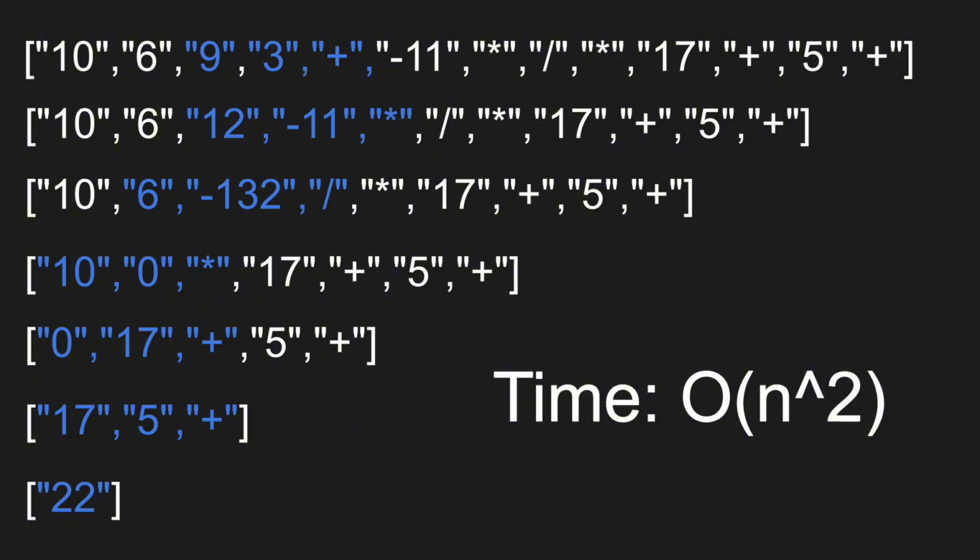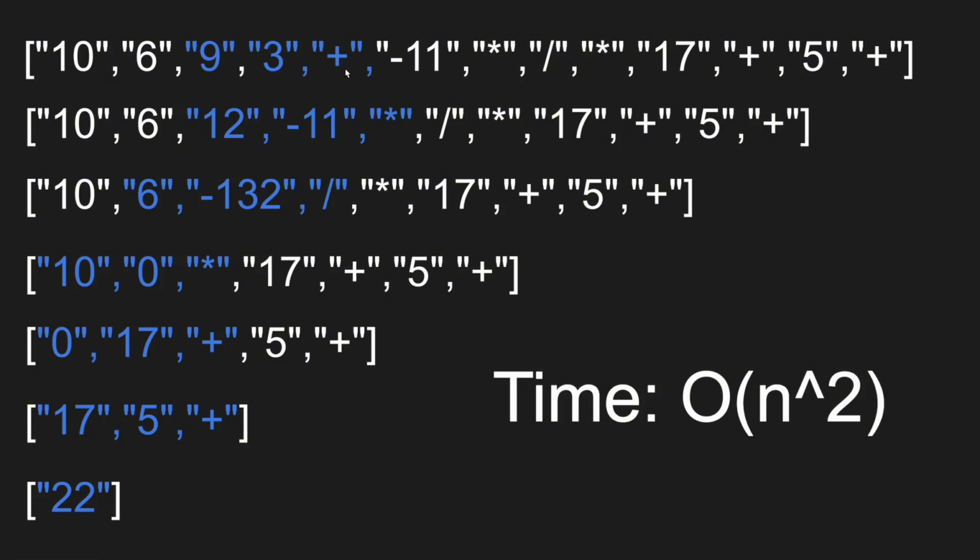One way that we can solve this problem is to loop through the entire array, and as we loop through, we look for the first operator that we see. As soon as we see it, we apply that to the previous two integers, and then we continue this algorithm until the length of the array is 1. So let's go over this example.